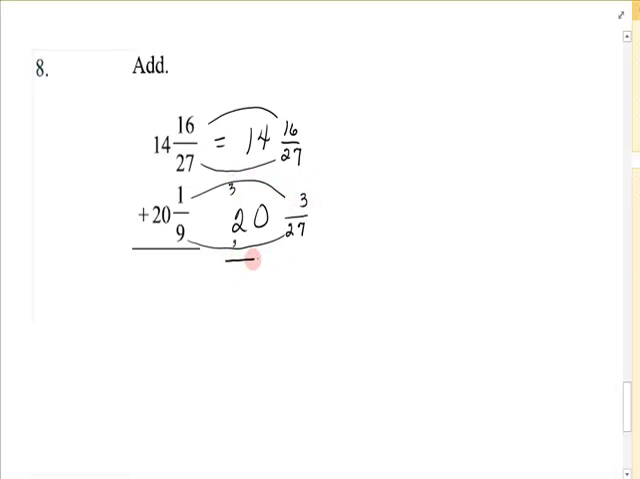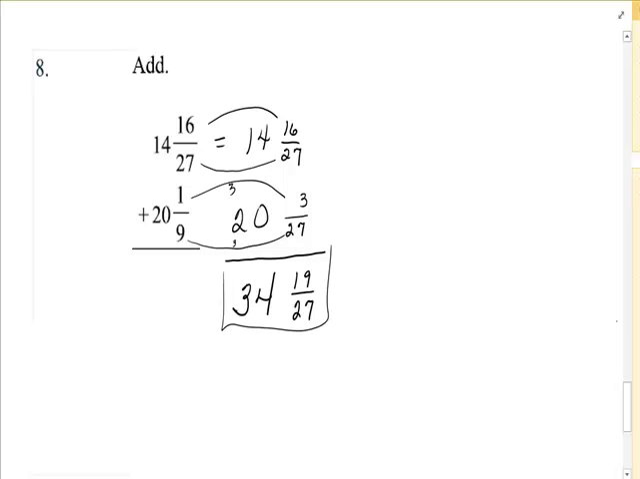That gives me 19 27ths, and adding for 34. I cannot reduce that fraction. It's not improper. I am totally finished.